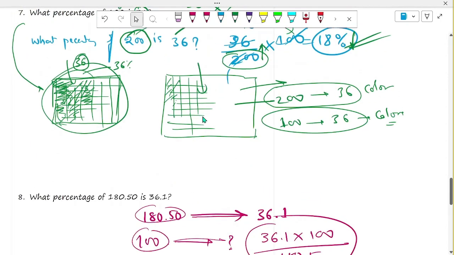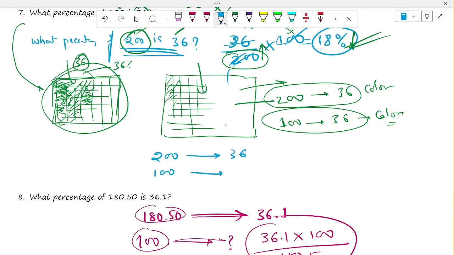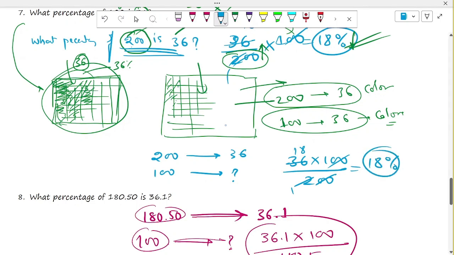Now we'll take the previous question and try to solve. You see this 200. For 200 you are considering 36. For 100 how much are you considering? For that, what you will do is 36 into 100 divided by 200. 2 ones are 2, 2 9s are 18. Same, 18%. You have considered this as the same example and this is also a similar one, but here only the numbers are a bit difficult.